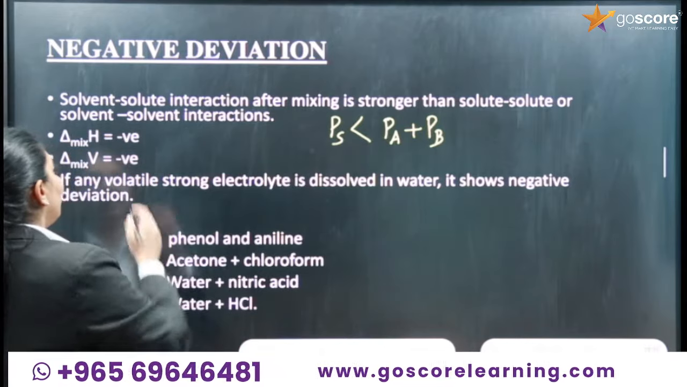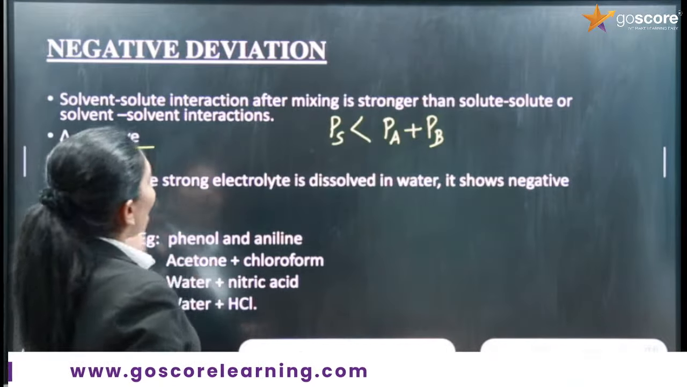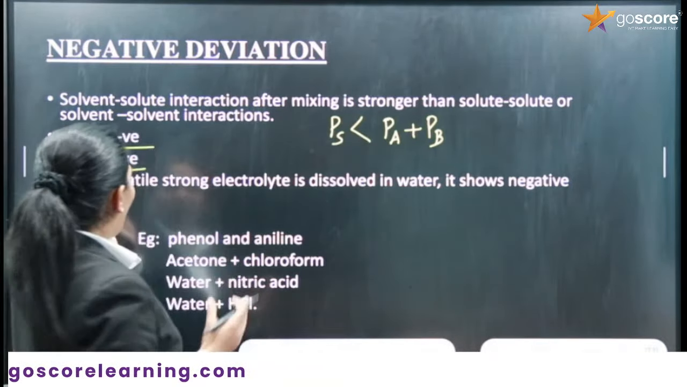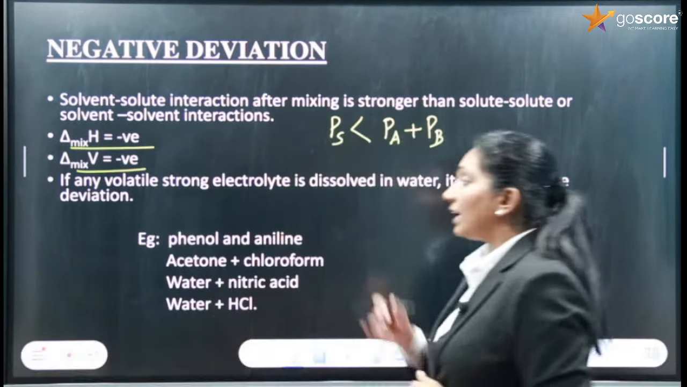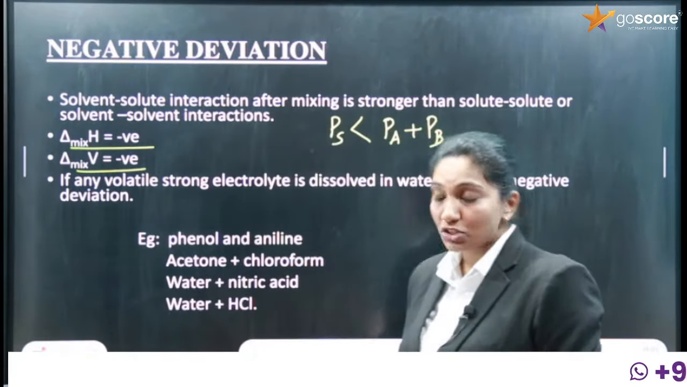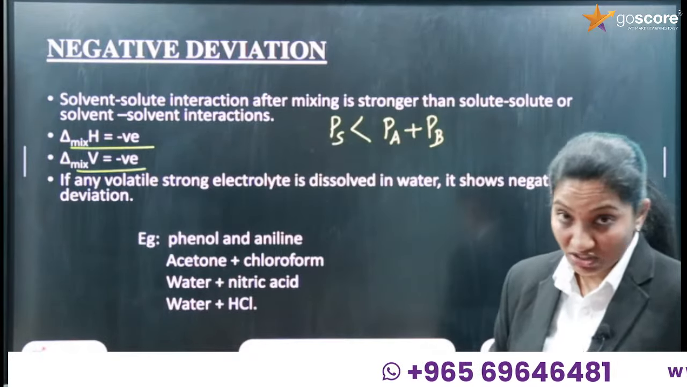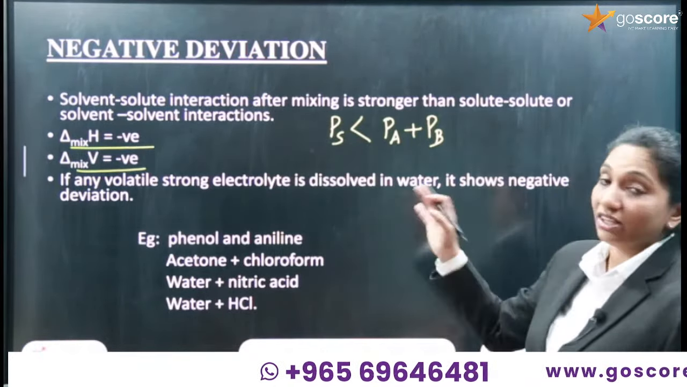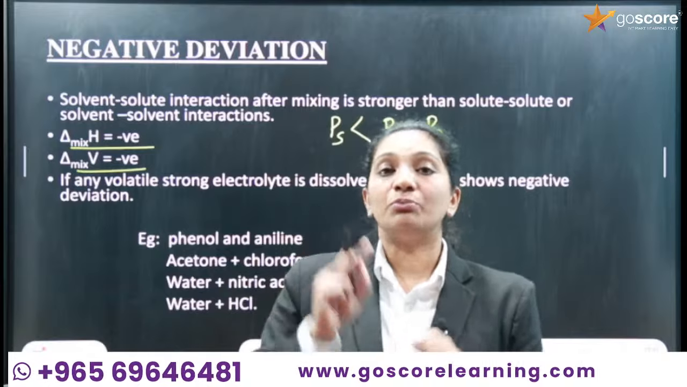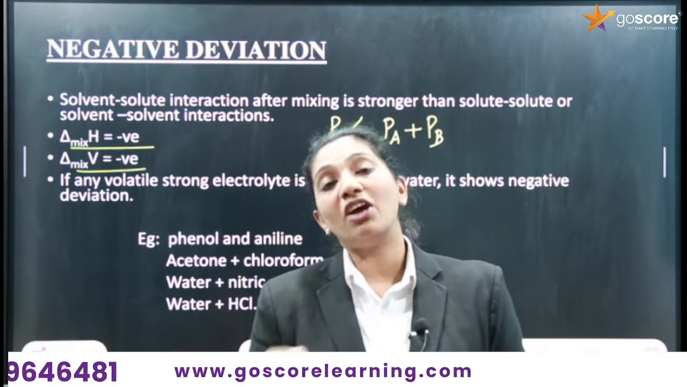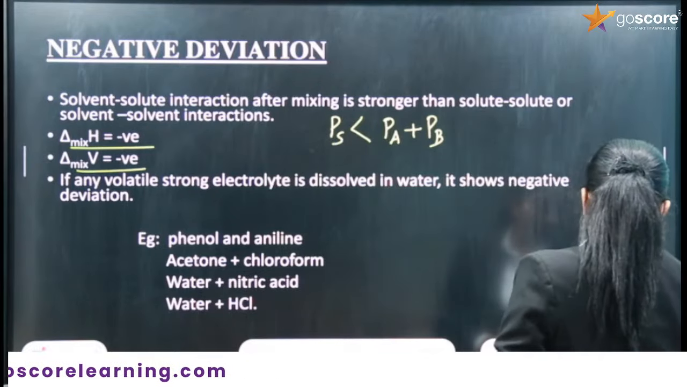Here the delta H mixing is negative and delta V mixing will be a negative value. The examples are: if any volatile strong electrolyte is dissolved in water, it usually shows a negative deviation. Also the phenol and aniline mixture, acetone and chloroform mixture, water and nitric acid mixture, water and HCl, all these show a negative deviation from Raoult's law. So the ideal solution, non-ideal solution, positive deviation, negative deviation, along with their examples, are very important. I hope it is clear for you, right?